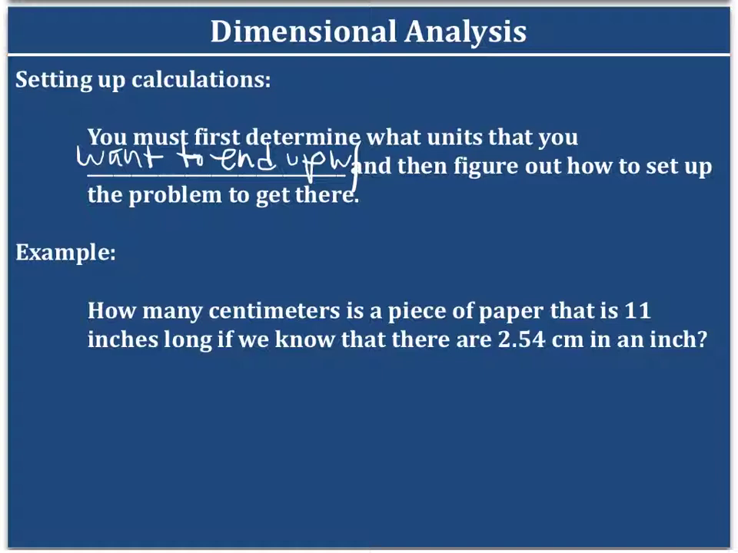Let's try an example. How many centimeters is a piece of paper that is 11 inches long? And we know that there are 2.54 centimeters in an inch. So first thing, what do we want? We want centimeters. And what do we know? We know inches. And then do we know a conversion factor? Yes, 2.54 centimeters equals 1 inch.